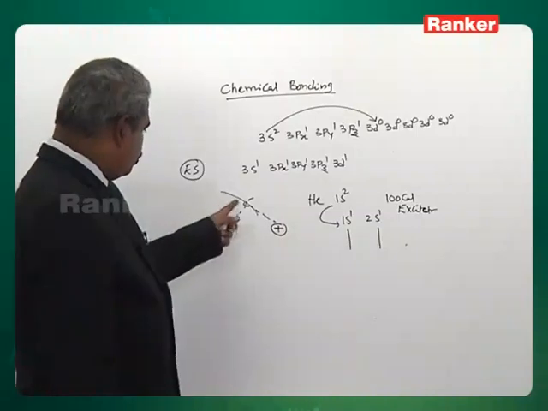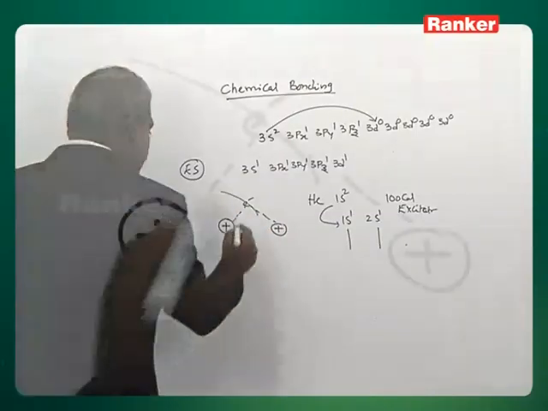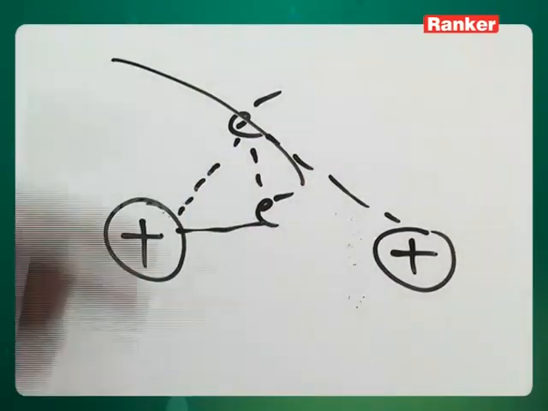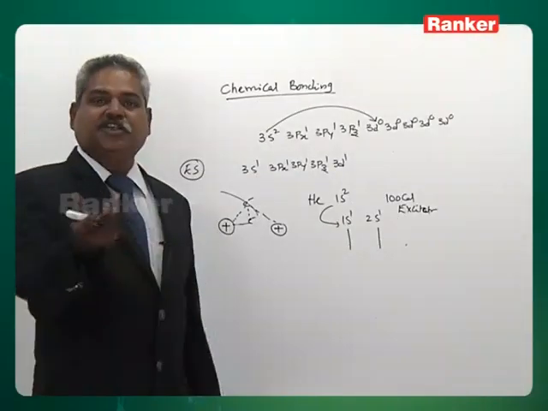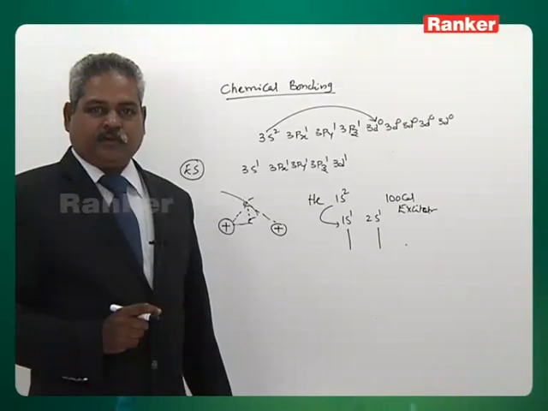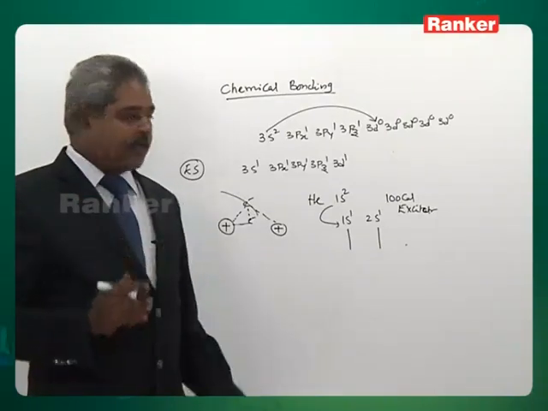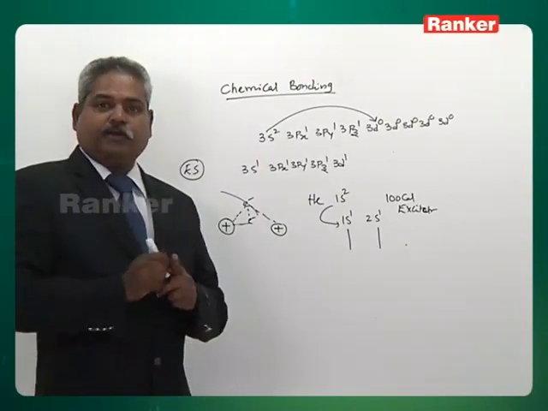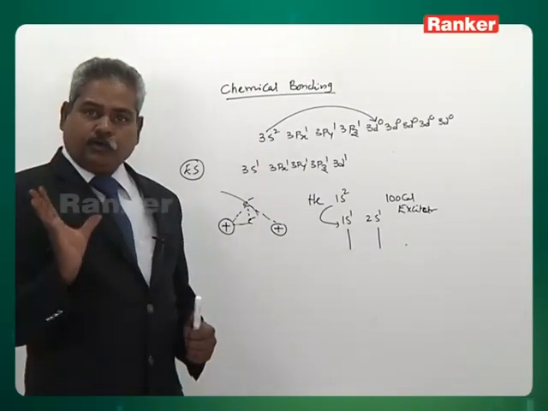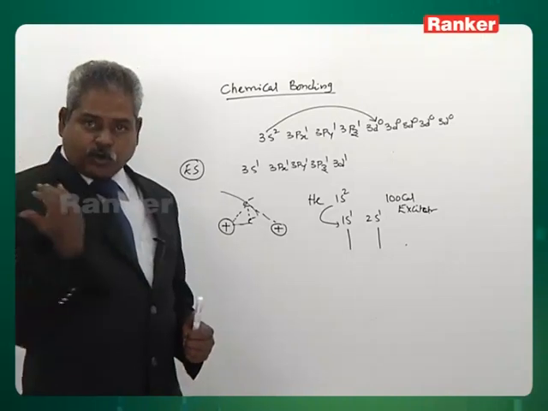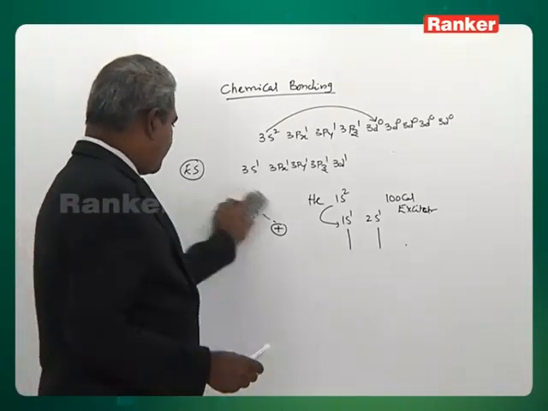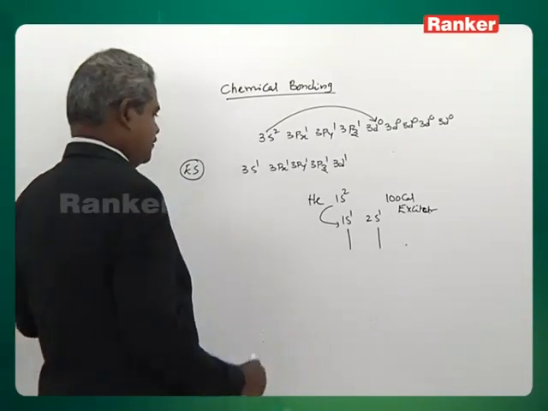Now what is happening? Two nuclei are attracting. The electron comes closer to the nucleus. So what happens when the electron comes closer to the nucleus? Energy is released. To take the electron away, you have to give energy. To take the electron from the first orbit to the second orbit to the third orbit, you have to give energy. But when the electron comes close, it definitely loses energy. Therefore, during bond formation, energy is released.